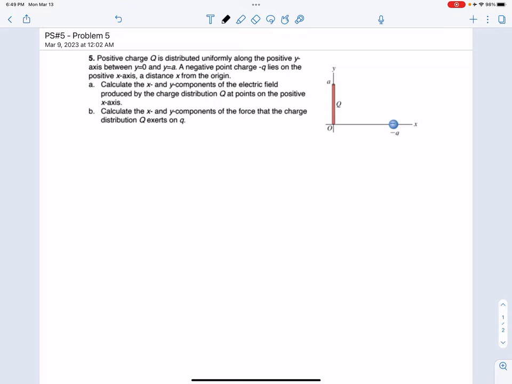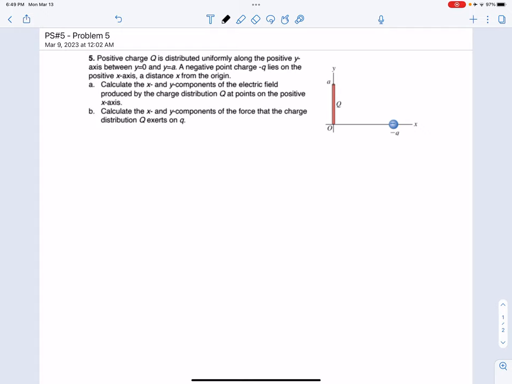positive x-axis. And part B, calculate the x and y components of the force that the charge distribution Q exerts on Q. I know the problem set has a part C, but frankly, I have not been exposed to Taylor expansion and need to review that. Haven't been exposed to it in a few years, so I'll have to review that. So for that reason, I'm just going to cover part A and part B.